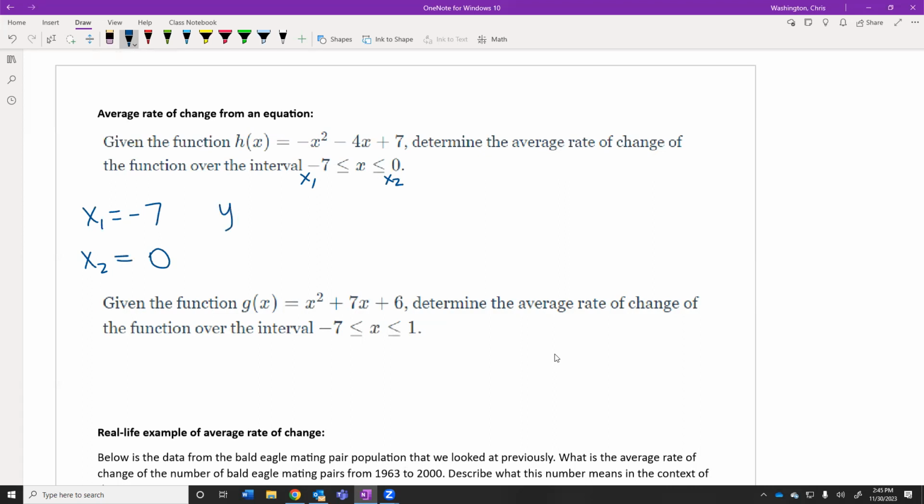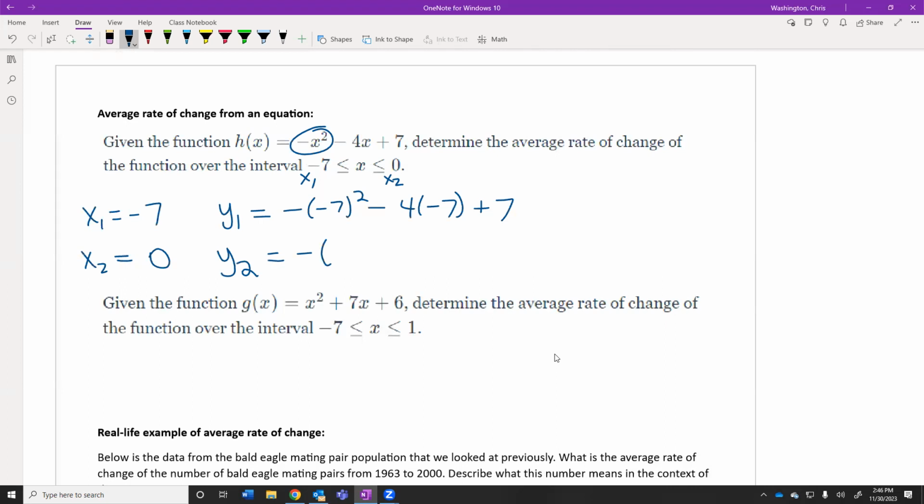So to find y1, we're going to plug -7 in for x. And we're going to do that very carefully, especially with this -x² piece. Because the negative is not being squared. So the negative is outside the parentheses. But then whatever number we plug in is inside the parentheses. And then that number is being squared. But the negative on the front is not being squared. So we got to be really careful with that. So we get -7 squared minus 4 times -7 plus 7. And we can type that in the calculator. Maybe we can figure that out without a calculator.